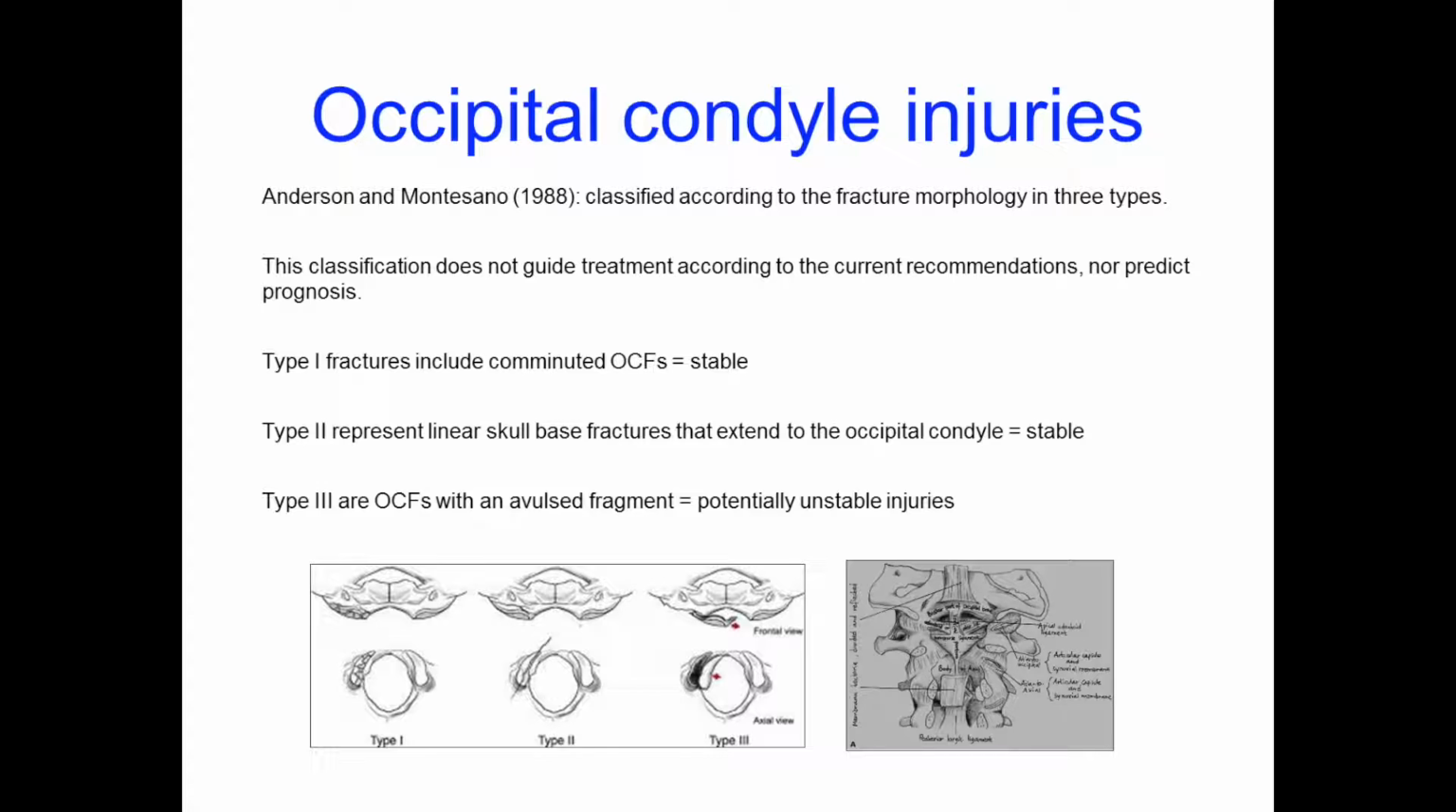We have type 1, which is a comminuted fracture of the condyle, which is stable. Type 2, which is a linear fracture extending into the skull base, which is also stable. The only one of concern really is the avulsed fragment, with potentially a rotational injury of our alar ligament.